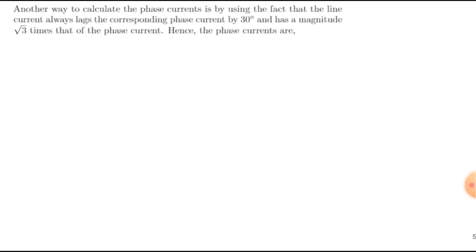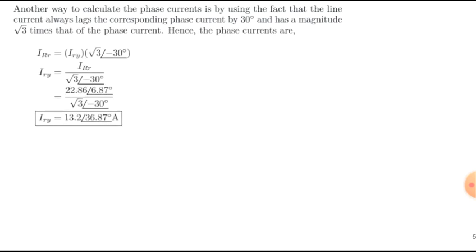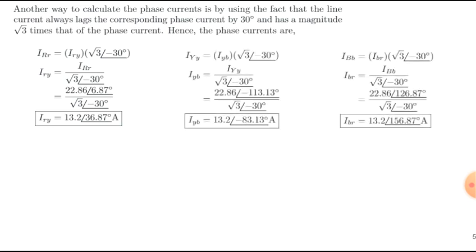Another way to calculate the phase currents is using the fact that the line currents always lag the phase currents. So we just multiply it by the square root of 3 angle of 30. So to do that, IRR is just equal to IRY times square root of 3 angle negative 30 degrees. And still the same answer. So in conclusion, we have so many ways or methods to solve a polyphase system, a three-phase system. You can use all our discussed techniques in circuits and you will still come up with the same answer.